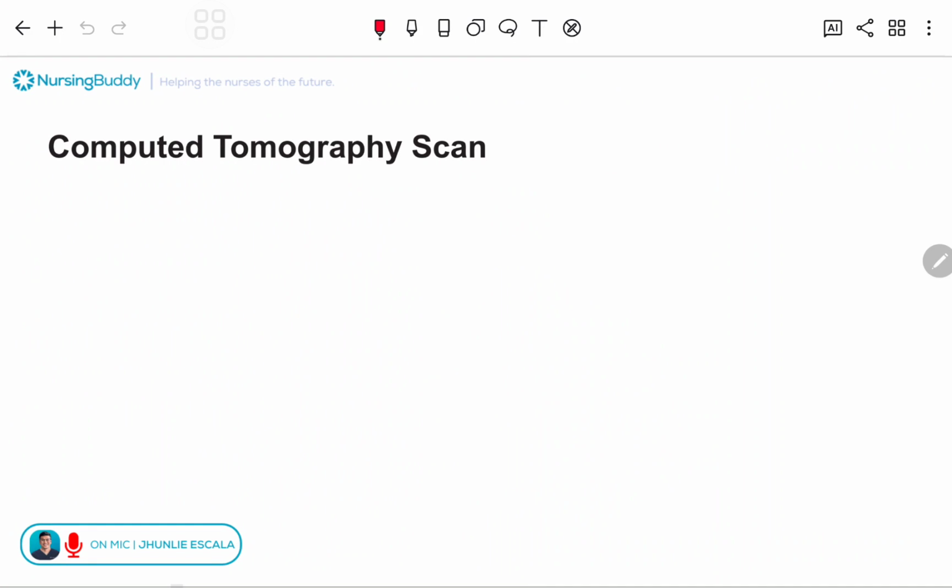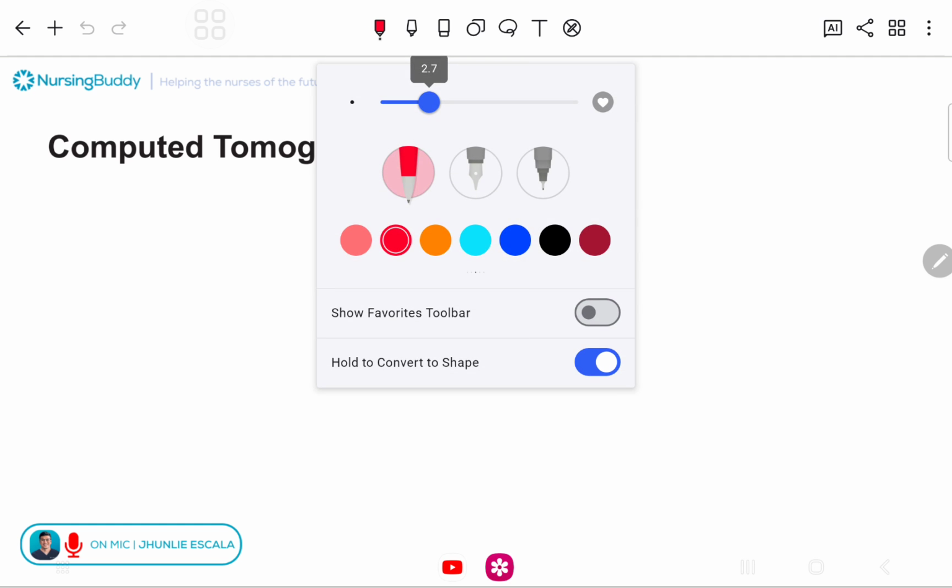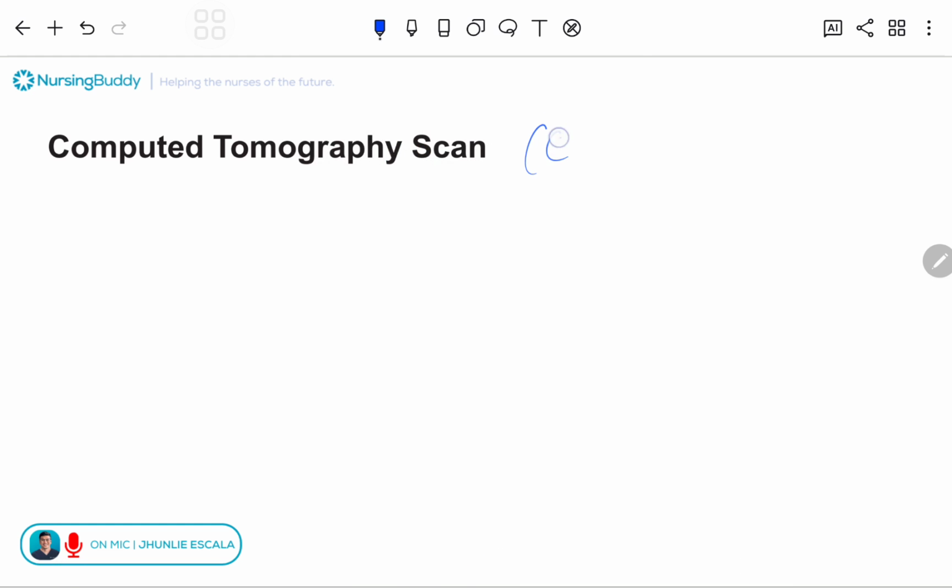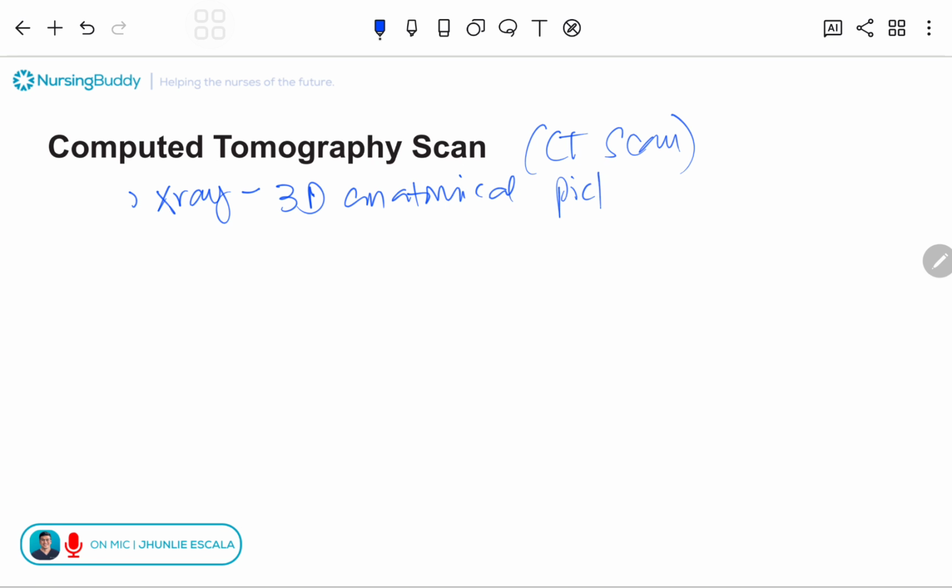Let's proceed to your CT scan. Kapatid, kapag sinabi natin CT scan, this is your computed tomography scan or your CT scan. Okay, so this uses many X-rays to form three-dimensional anatomical pictures. So this is just actually using an X-ray pero 3D siya. Three-dimensional anatomical pictures. So tandaan po natin 'yan. It's like you're actually having an X-ray that's 100 times, 200 times.